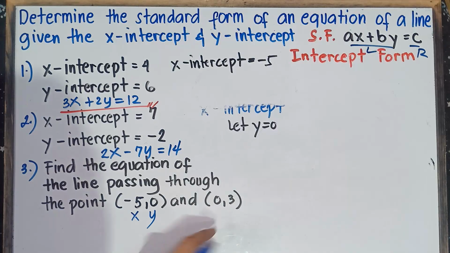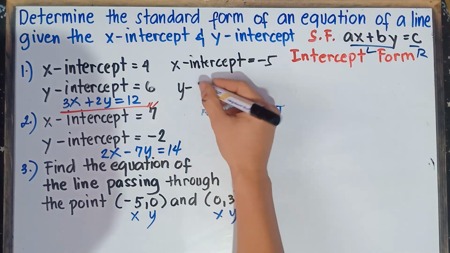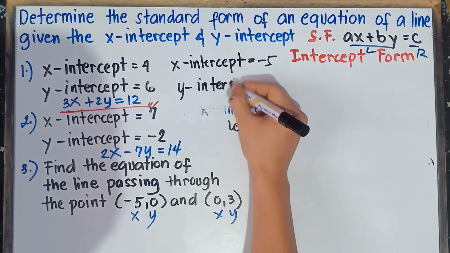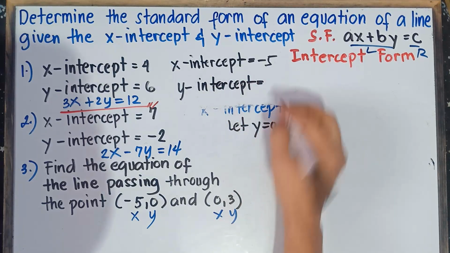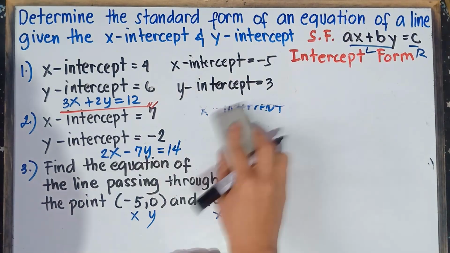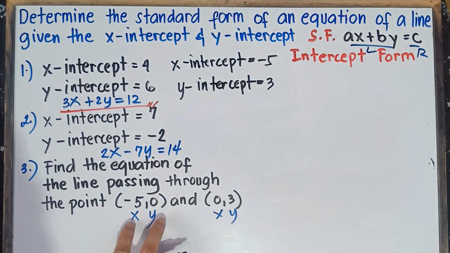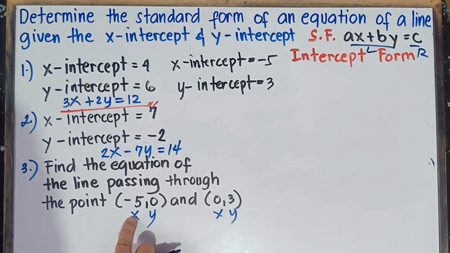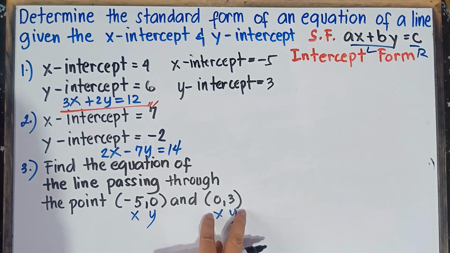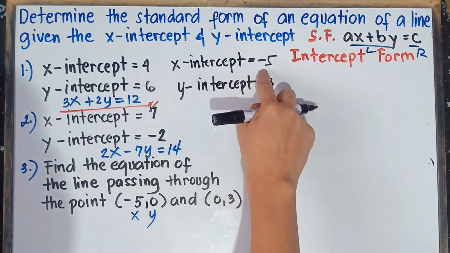And then x and y: x is 0 and y is 3. So therefore, our y-intercept would be positive 3. Once again, class, the x-intercept would be negative 5, and the y-intercept would be positive 3. Okay, I hope you're not confused, class. The x-intercept would be negative 5.